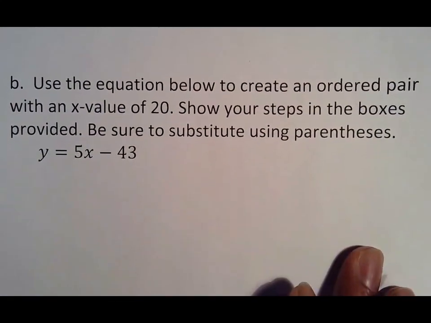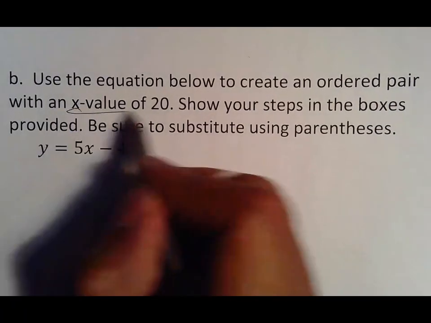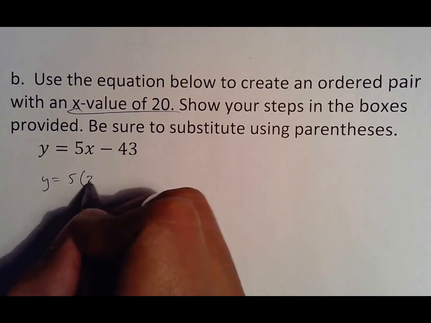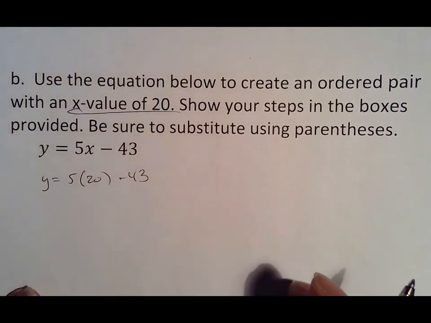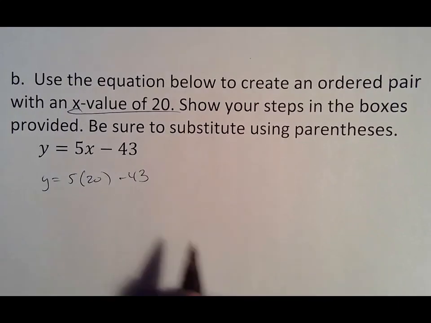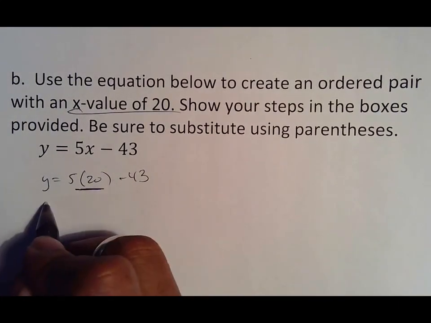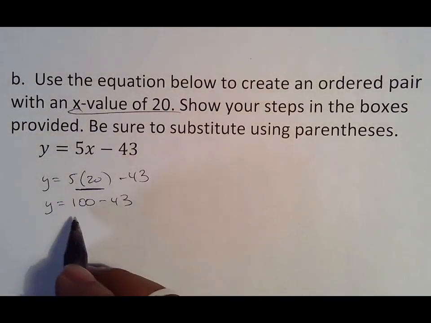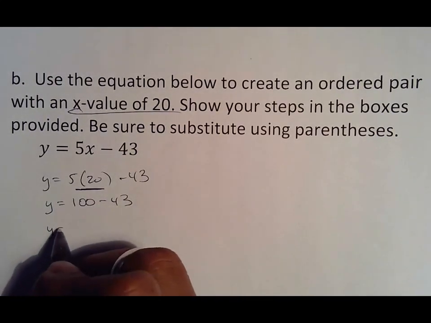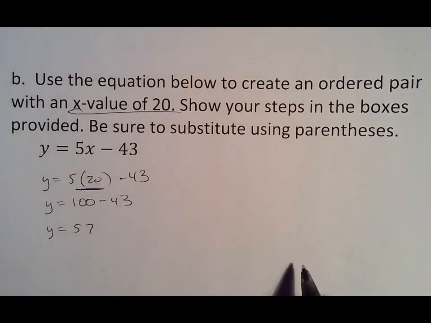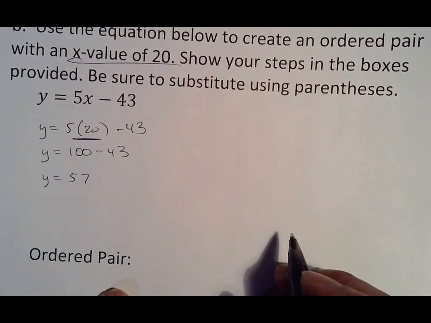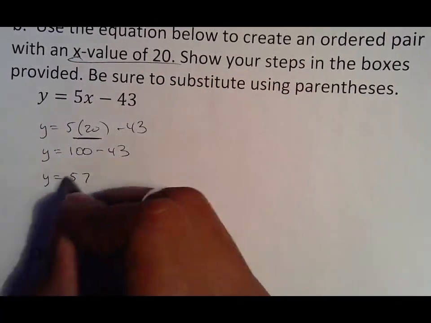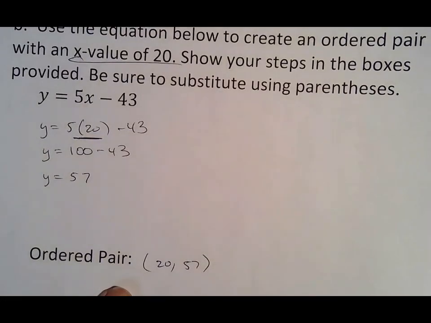Same thing, use the equation below to create an ordered pair using x of 20. Again, that gives me an x of 20. So the first thing we do is put y equals 5(20) minus 43. We do our multiplication first. 5 times 20. Five 20s in my eyes, since I was a kid, is 100. And 100 minus 43 is, I believe, 57. And the ordered pair that you have to put, again, is x first, y second. X is 20. Y is 57. And that's all it is.